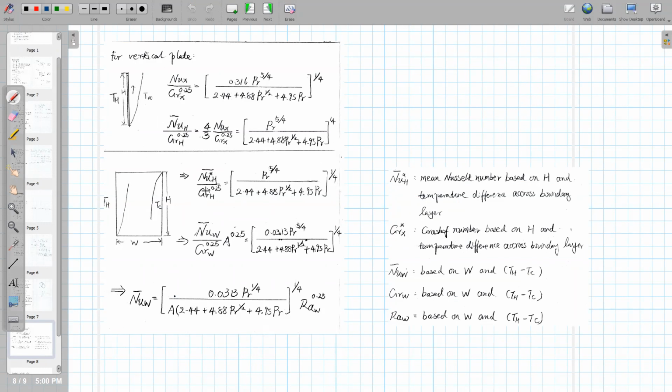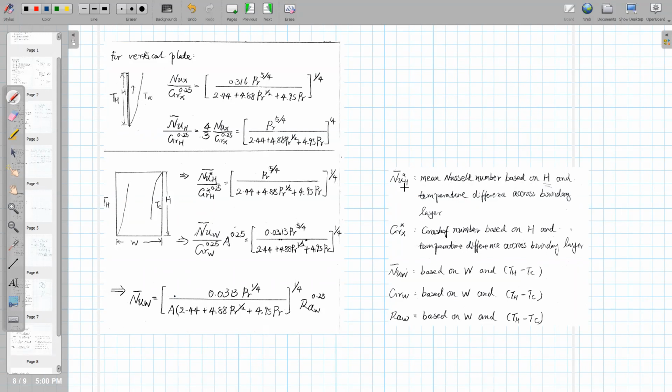We can have similar things. We just copy this equation, the average Nusselt number h divided by Grashof h. We have a star here, and I will explain why. Just copy this correlation down here, but we have a star. The reason is that this Nusselt number, as you see here, is based on h. Remember that in our previous solution we defined all these dimensionless parameters based on w, not h.